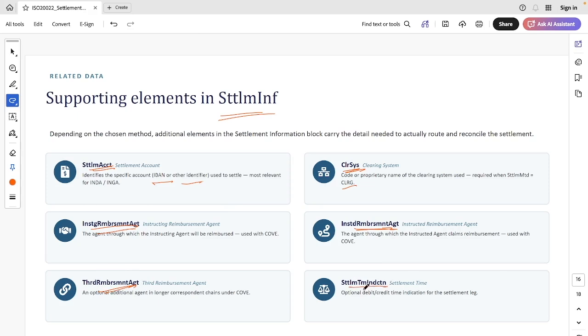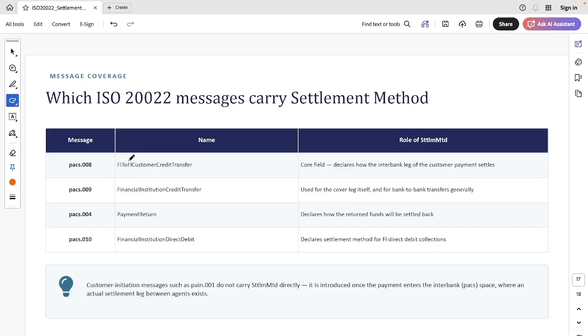And finally, we have the settlement time indication. This provides optional debit or credit timing information for the settlement leg. So do not just read the settlement method in isolation. Always check the supporting elements which we have discussed. These six supporting elements at least, because they tell you the complete settlement story.